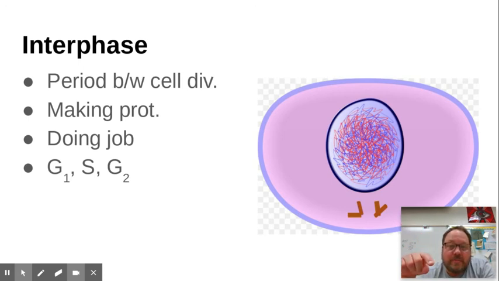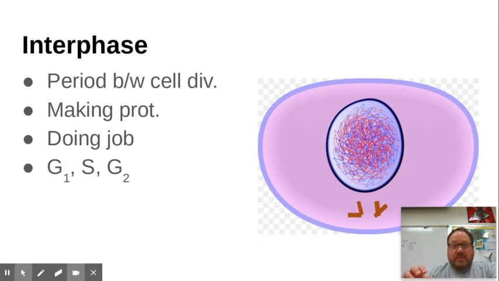Cells spend almost all their time in interphase, making proteins and doing whatever the specialized job of that cell may be. If you think back to the video clip on the types of specialized cells, most cells will spend their entire time just doing whatever it is that they do. Now, they subdivide that into G1, S, and G2. The G stands for gap. I think of them more as growth.